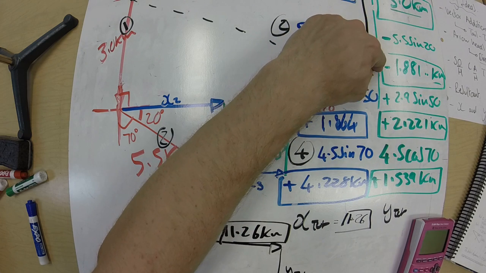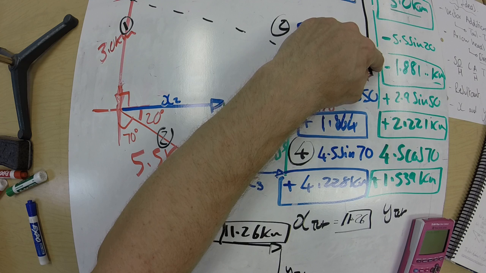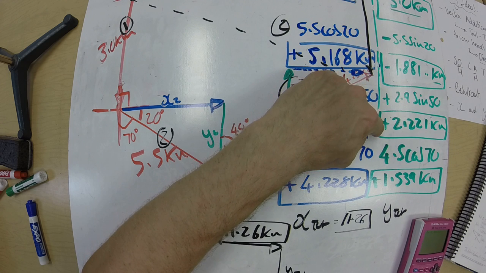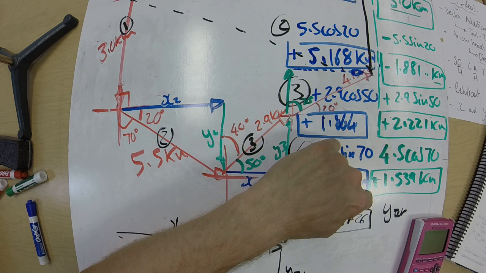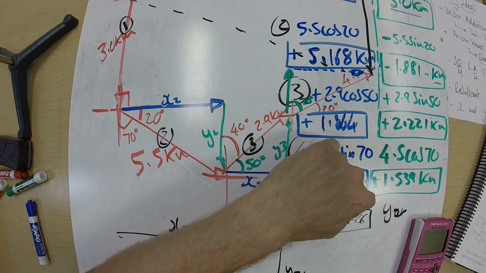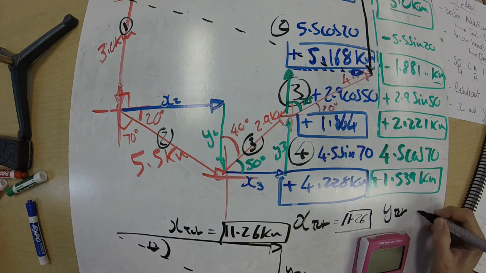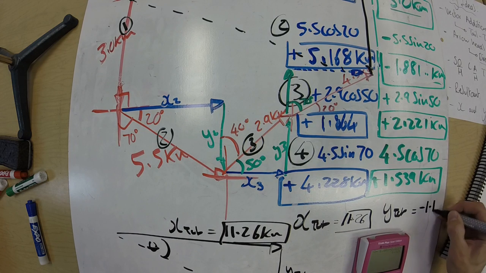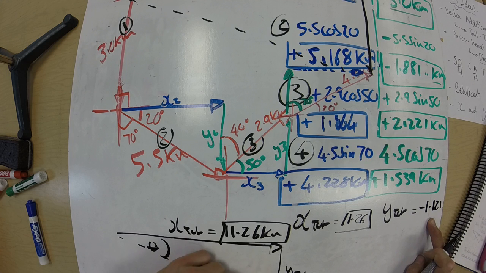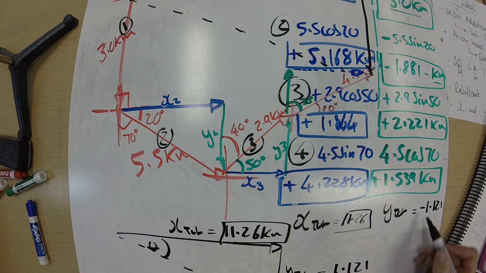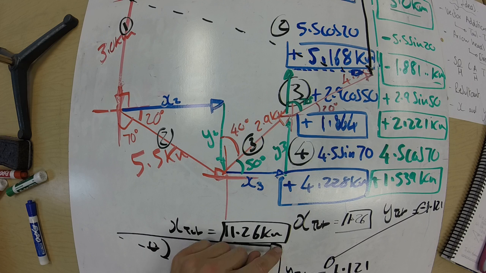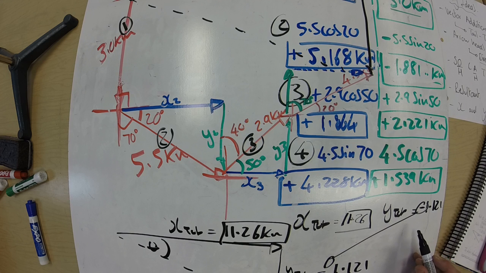And my y total, -3 plus -1.881 plus 2.221 plus 1.539. Okay, so that's giving me -1.121, and that's a good sign because I wanted it to be negative, right? I wanted it to come down. So I'm going to put that on here as 1.121. Notice that I haven't put the negative sign in. I've left the negative sign off because I've got an arrow going down. I know that's negative. I don't want the negative sign in here when I do my trigonometry, otherwise it's going to mess up with my SOHCAHTOA.